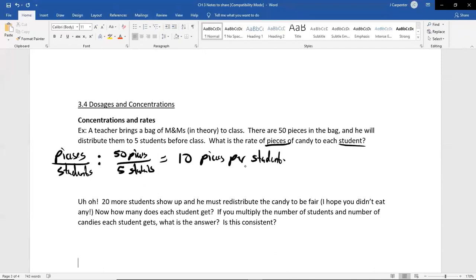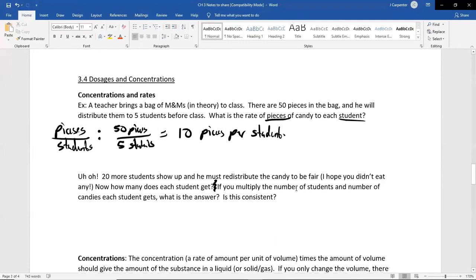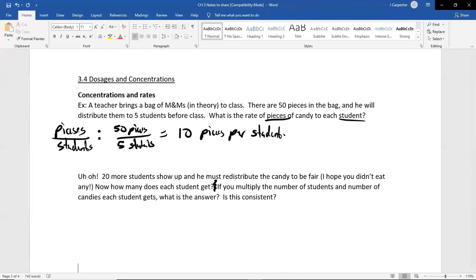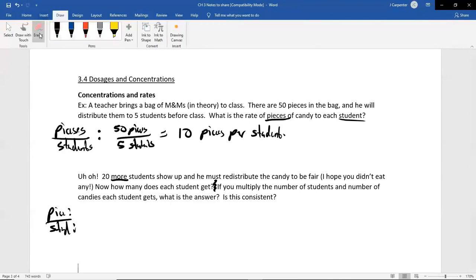So now how many does each student get? And we're going to stop right here for now. Let's worry about this last bit later. Let's not put too many questions in our head at once. So we got 20 more students, not 20 students total. So our ratio of pieces to students, why did I do double colons there? That was weird.